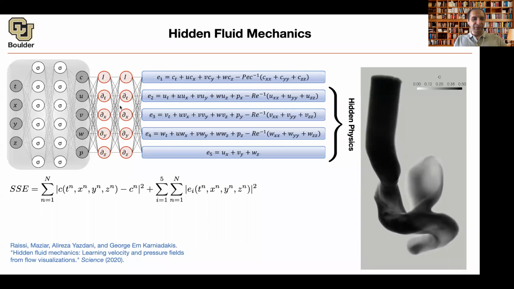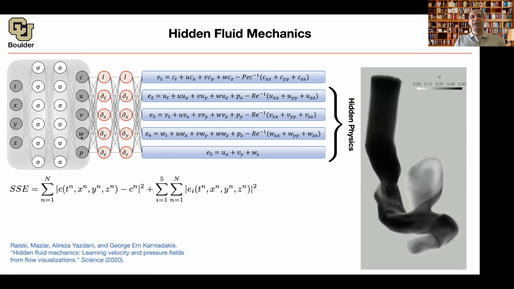Let's see what the complications are. Why is it a hard problem? You have a neural network. It's heavily parameterized, but you have only data on a single component, on a single output. You don't have any data on U, V, W, or P. And for those of you who know neural networks, there is no way to train this and get U, V, and W and P out. You might get C, but you're not going to get U, V, and W and P.